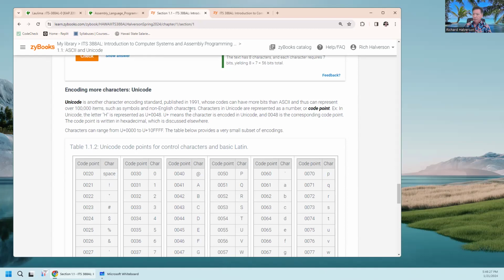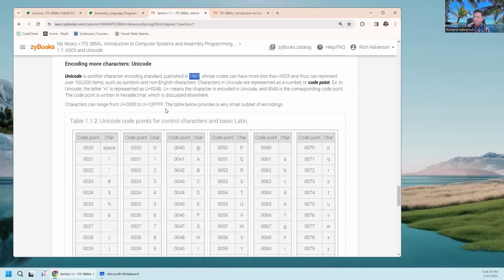So published in 1991, Unicode uses more bits and can represent more items, such as symbols and so on. Of course, it uses more bits. It uses twice the number of bits. Instead of 8 bits, it's 16 bits. And so that's what Unicode is.